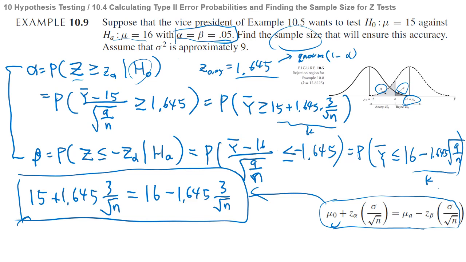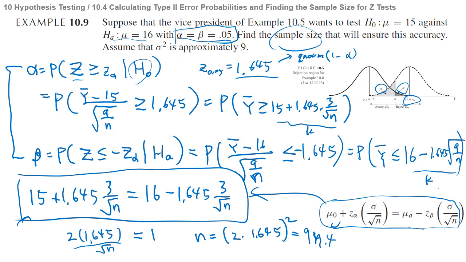So let's finish our proof. 1 equals 2 times 1.645 divided by square root of n. So n is 2 times 1.645 squared, and this value is about 97.4, and so our n is 98. So this is our solution for n.